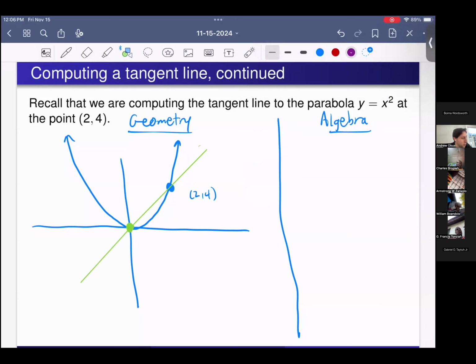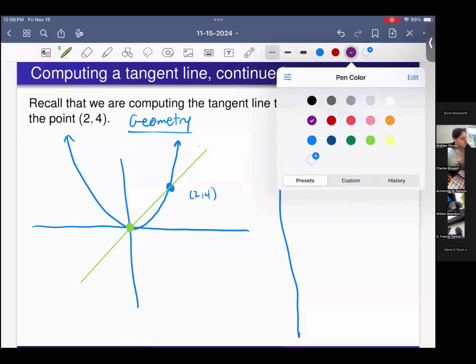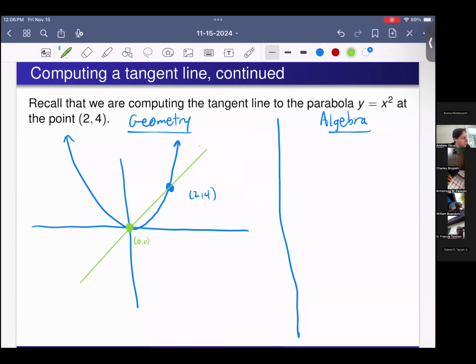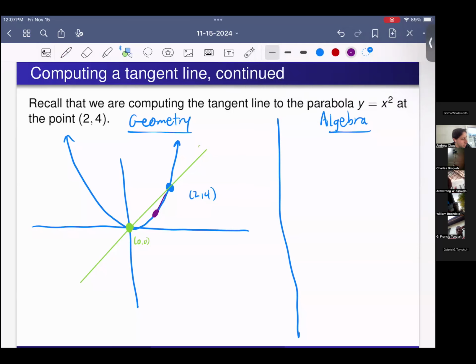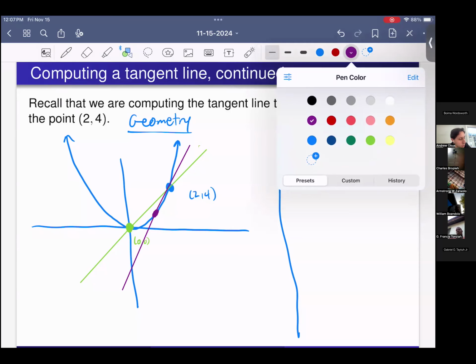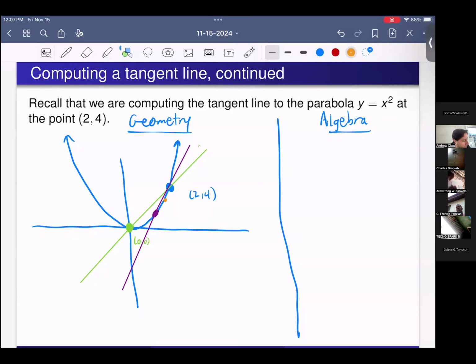Let me use a different color. Well, I could take the point 1,1. I'll put that in a different color. Now I'm going to take a point that's a little bit closer to 2,4, call this 1,1, and I could draw the line between 1,1 and 2,4. So something like this. Right? So I could draw that line. And then I could take a point that's maybe even a little bit closer. I'll draw this in orange. So maybe a point that's even a little bit closer to the blue point, and I'll draw an orange line that goes through the two of them.